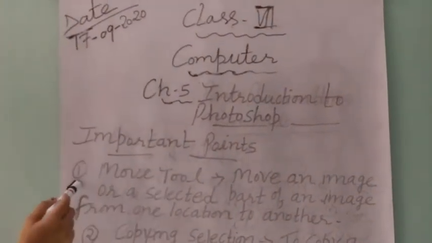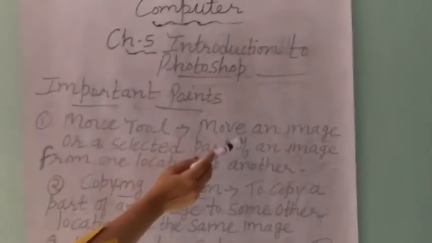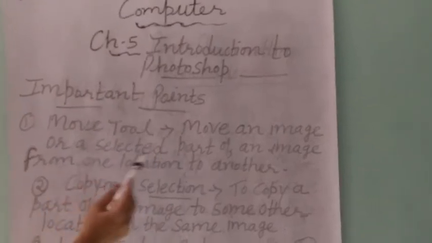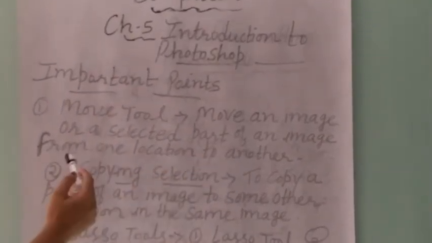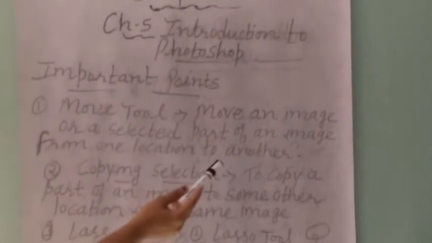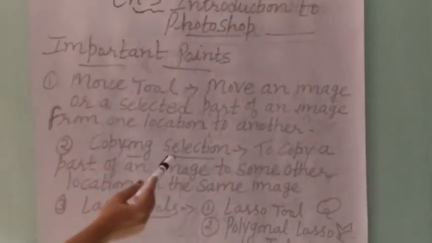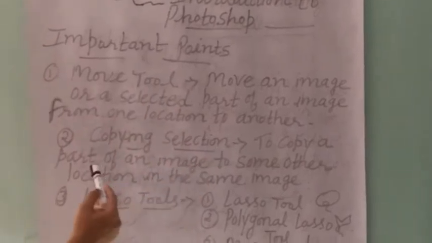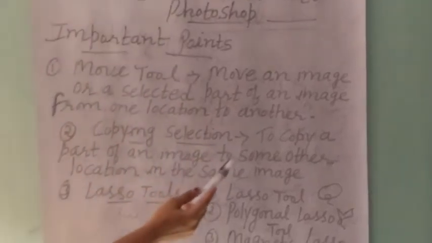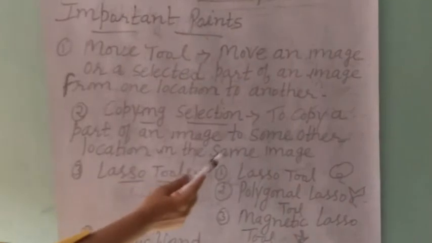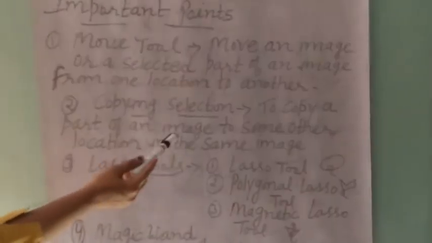So, let's start. Number one is move, which means to move an image or a selected part of an image from one location to another. Okay, students? Then the second point: copying a selection means to copy a part of an image to some other location in the same image.